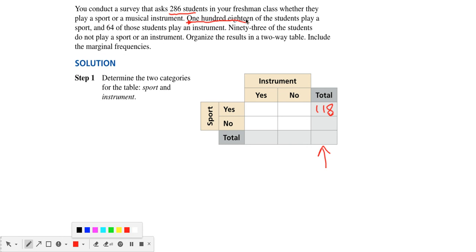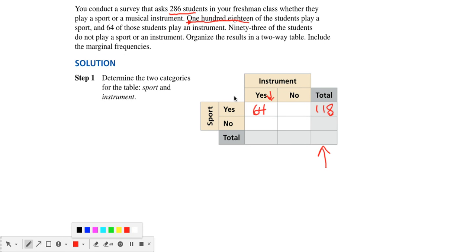But let's keep reading. It says 118 students play a sport. Okay, 64 of those students play an instrument. So that means out of the 118, we're going to say yes plays an instrument as well. That's right there, and that would be 64.